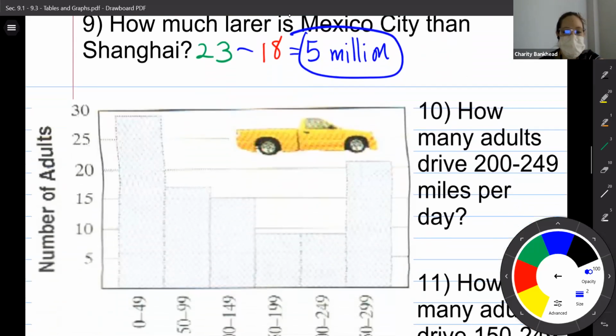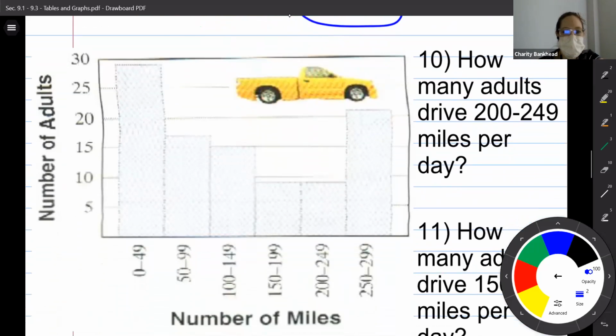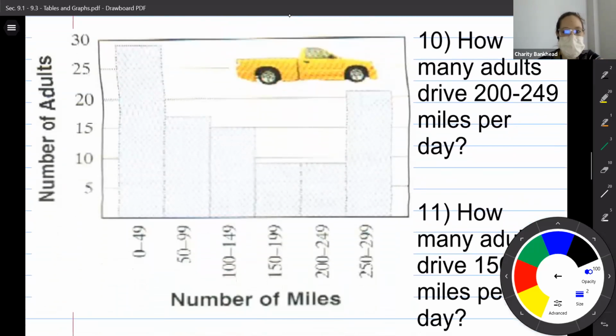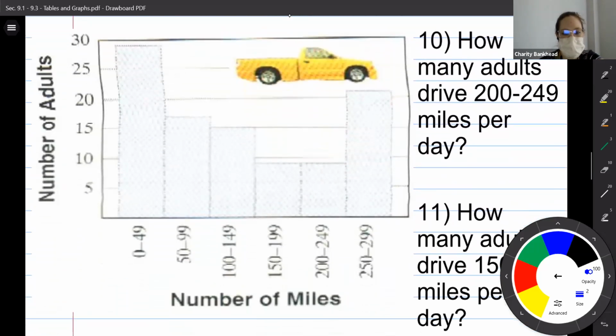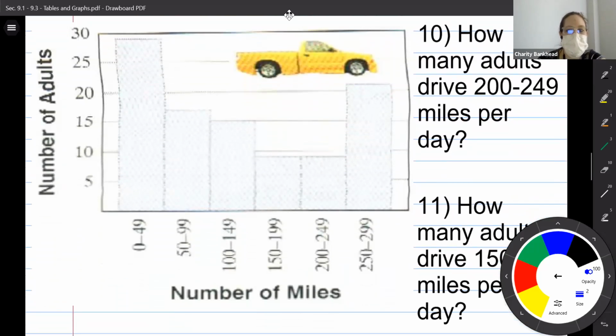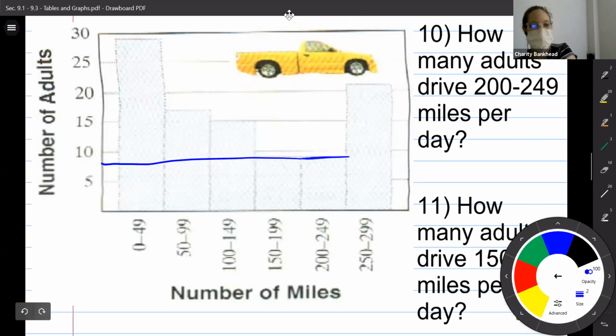All right, so the next graph is showing the number of adults who drive a certain number of miles per day. So probably based on a survey, it seems like. So how many adults drive between 200 and 249 miles per day? It looks like I would say 9.